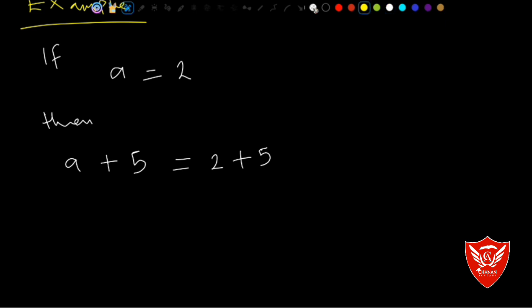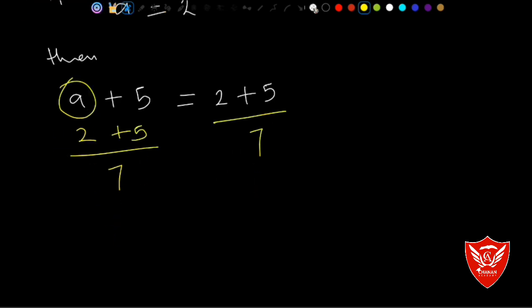Since A is 2, it means that it's the same thing as 2 plus 5, and this is going to give us 7. This also will give us 7. So 7 is equal to 7, so the property is true. Alright, so let's go to the next one.